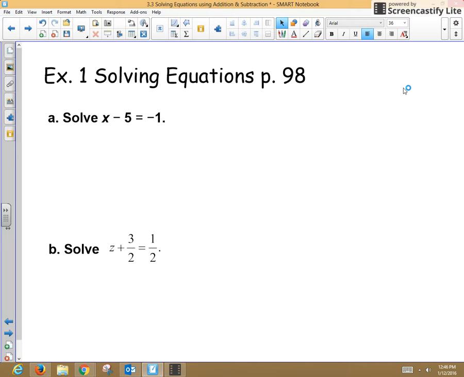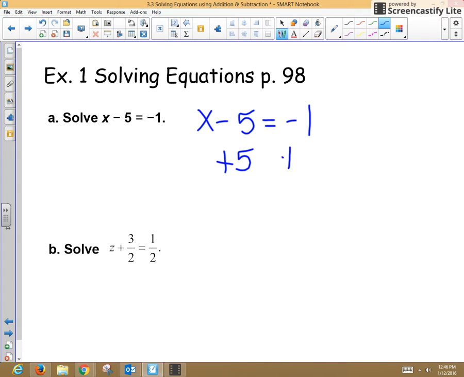Now I would like to teach you how to solve the equation. So first we write the equation down: x minus 5 equals negative 1. To isolate the variable, we use the addition property of equality, which says that if I add the same thing to both sides of the equation, the parts will still be equal to each other. Since I want to isolate x, I need to get rid of the minus 5 next to it. So to do that, I'm going to add 5 to both sides.